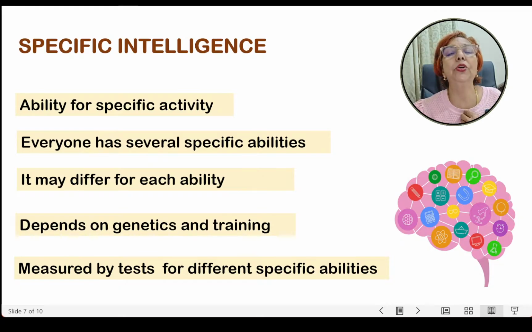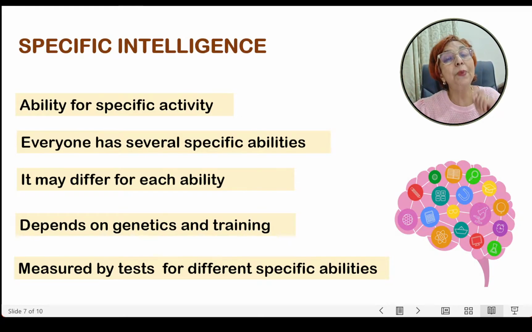I may not be able to cook very well today, but suppose I take two or three good coaching classes for cooking, then maybe I'll become a very good cook after 2 years. So today my specific intelligence for cooking is different, but in future it can change.